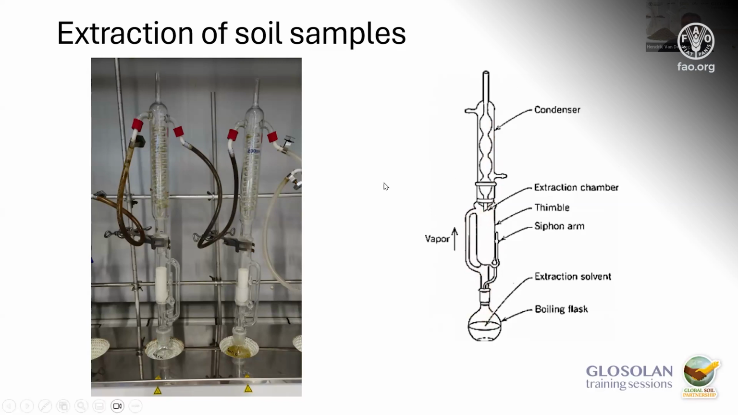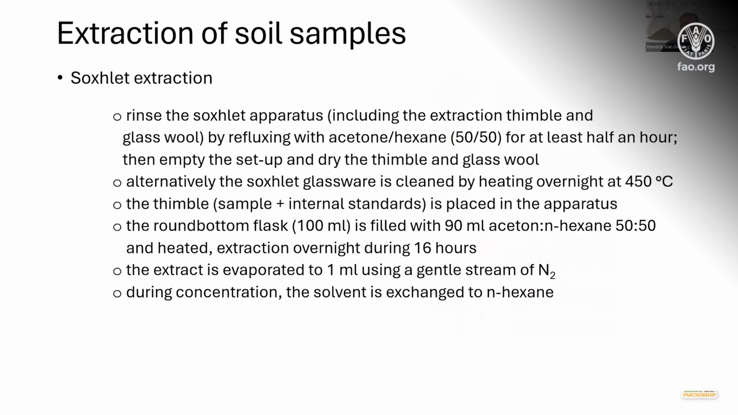So it's several extraction cycles that are performed one after the other, each time with fresh solvent. How do we set up a Soxhlet? Well, first we rinse it. We rinse the Soxhlet apparatus, including the thimble and the glass wool by refluxing it with acetone hexane 50-50 for at least half an hour.